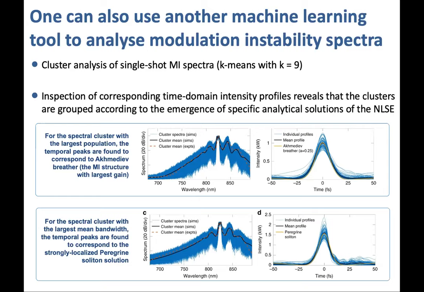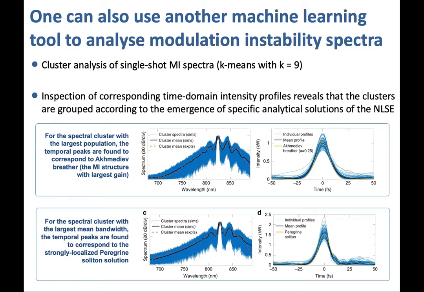So we feed basically a huge amount of single shot modulation instability spectra. And then we ask the k-means algorithm to classify the spectra according to some clusters. And what we found extremely interesting is that when you inspect the different clusters, some of the clusters identified by the k-means algorithm corresponded in the time domain to intensity profiles which are specific analytical solutions of the nonlinear Schrödinger equation.